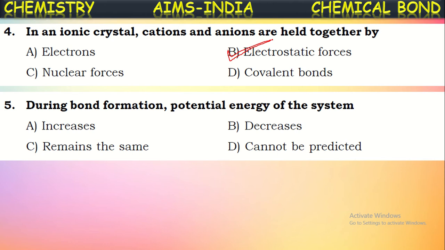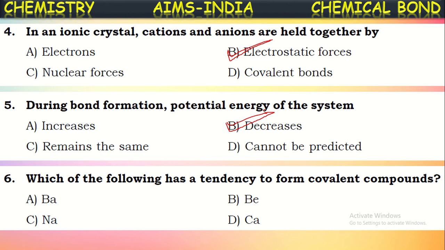That's the main purpose of bond formation. Atoms in the form of molecules or crystals will tend toward least energy and more stability. Thus we can say during the bond formation, potential energy of the system decreases. Energy is lost.